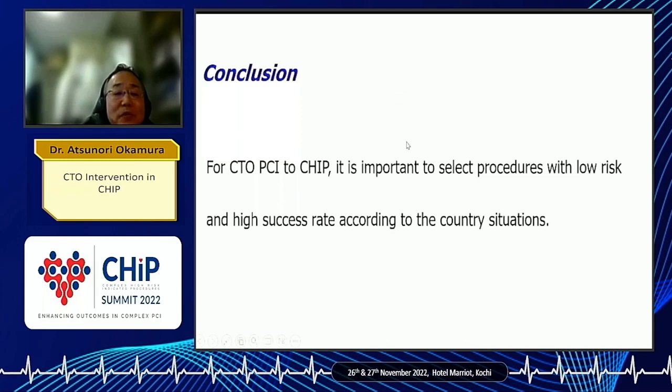So in conclusion, for CTO PCI, it is very important to select the procedures with low risk and high success rate according to the country situations. I think that in India, maybe the low risk retro approach and also the single ADR should be selected after the failure of the AWA. But in Japan, we try to do the IVUS guided wiring after the failure of the AWA integrated approach. So thank you for your attention.